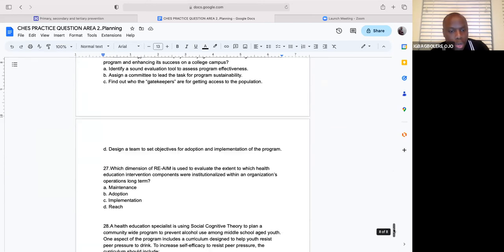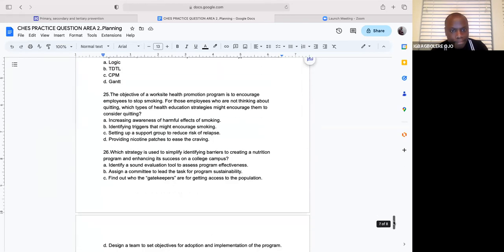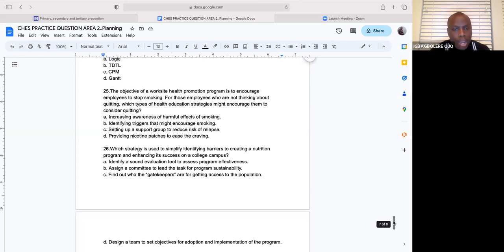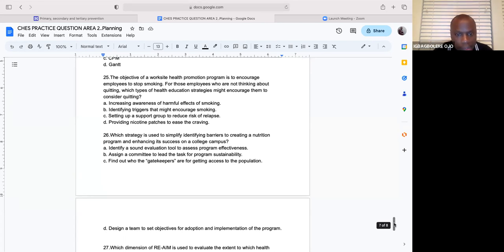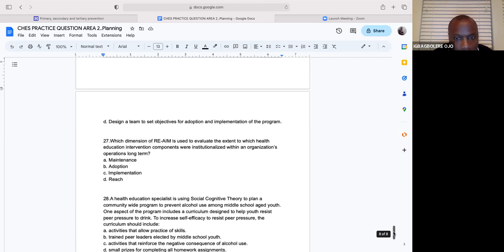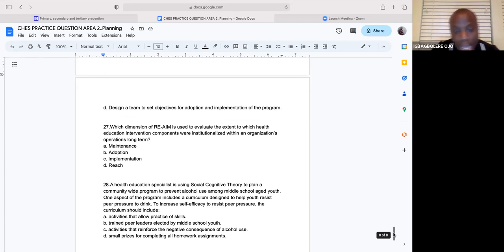Let's look at the last two questions. Oh, wow. These are all CHES questions. I'm trying to look if we have a CHES question here. Yeah, 27 is a CHES question, I believe. Which dimension of RE-AIM is used to evaluate the extent to which health education intervention components were institutionalized within an organization's operations long-term? A lot of huge vocabularies, right?